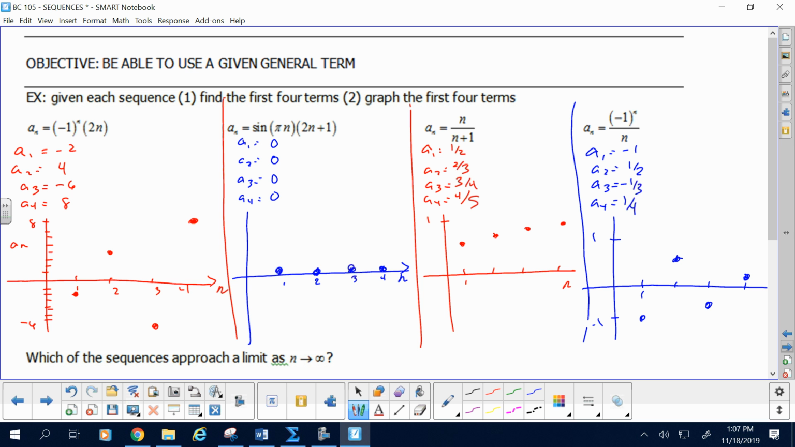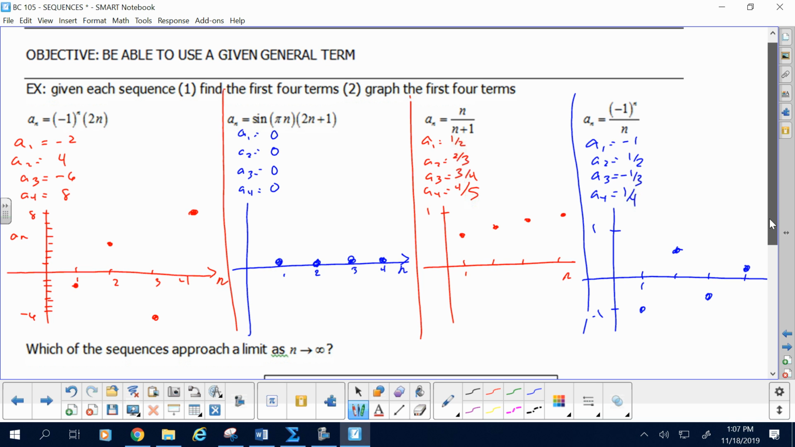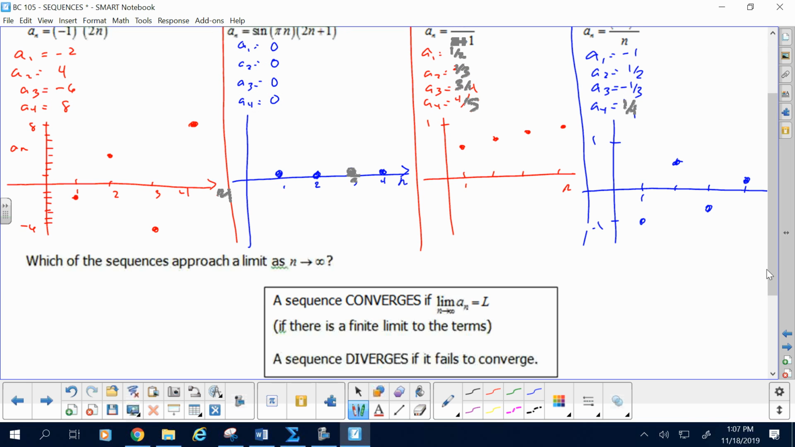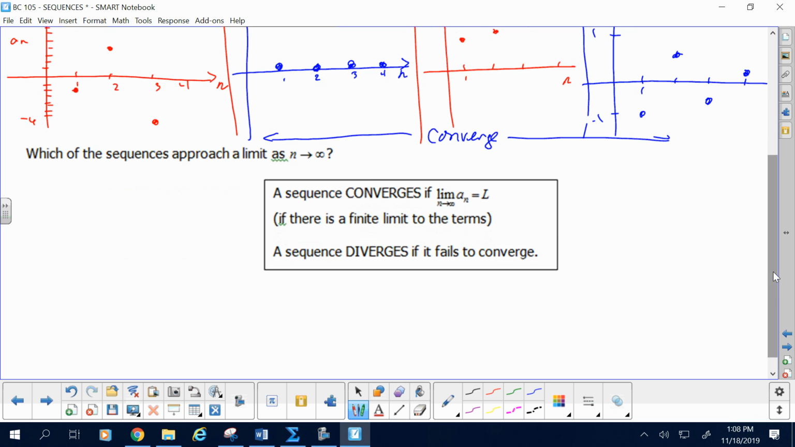Does it have a limit? Do the terms approach a limit? What is it? If the terms approach a limit, we need a word for that. What should we call that? Converge. These converge. All of these converge, which is to say the terms approach a limit, a finite numerical limit. If a sequence has a finite limit to the terms, then the sequence converges. The sequence diverges if it fails to converge.